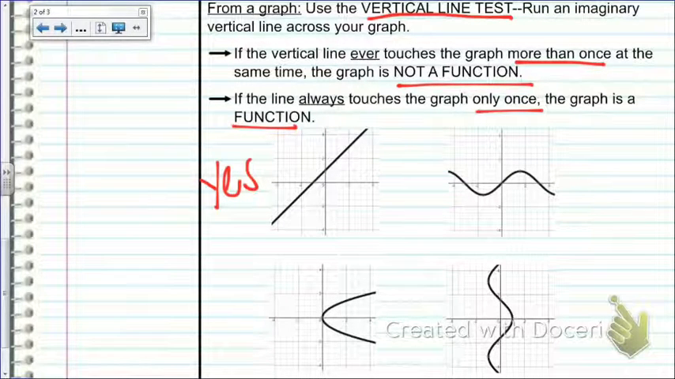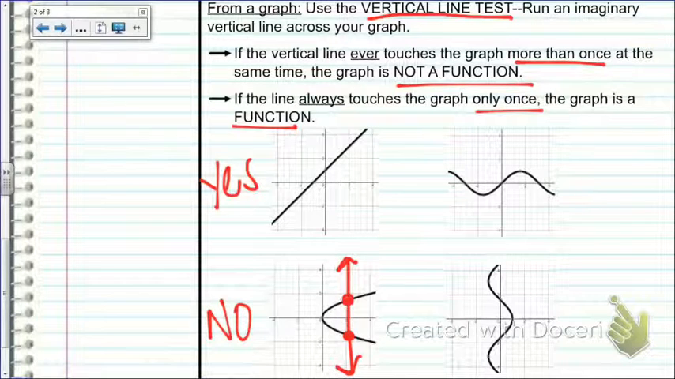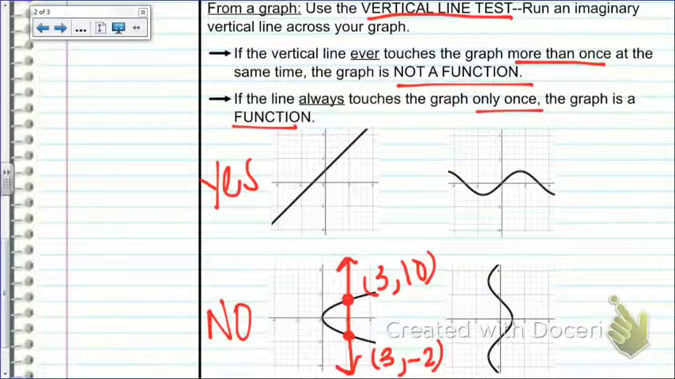So let's look at the one right below it, this guy right here. As I'm dragging my vertical line across, here it touches once, and then every other time, how many times is it touching? Twice. So let me actually draw a vertical line here. There are 2 intersections between my vertical line and this graph, right here and right here. Is that a function? No. This is the visual equivalent of having the points, let's call it 3, 10 and 3, -2. I don't know. Okay? The x value shows up more than once, right?